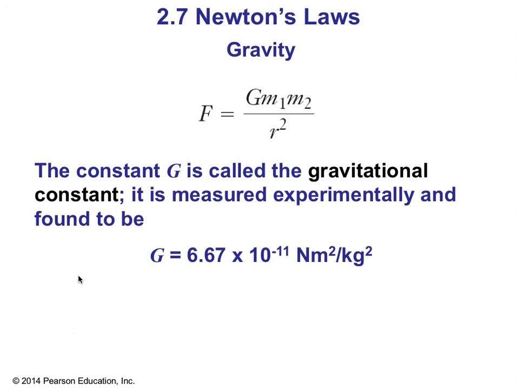So for example, if you are measuring the gravitational pull between the Earth and the Moon, you will need to measure from the center of the Earth to the center of the Moon, not from the surface of the Earth to the surface of the Moon. So just keep that in mind.